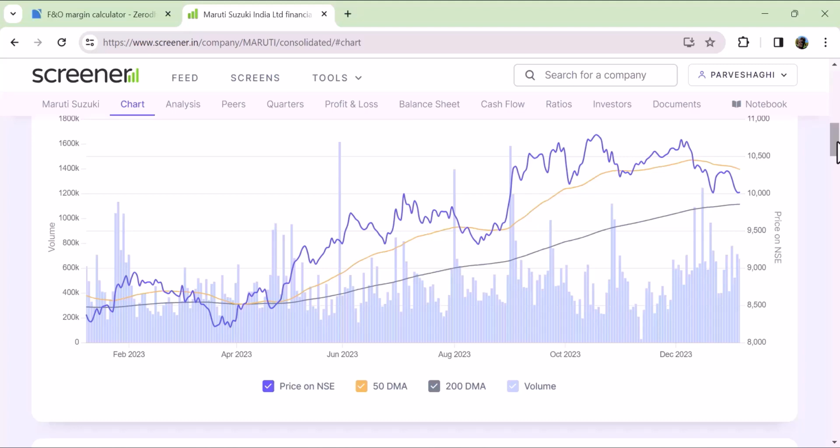It's like this: suppose you take 10 days. You take the total of 10 days' prices and divide by 10, so you have one 10-day moving average. Then you ignore the first one and add the new one, and you draw a line like this. So it will be a 10-day moving average.